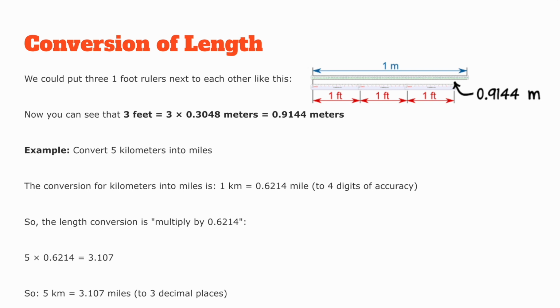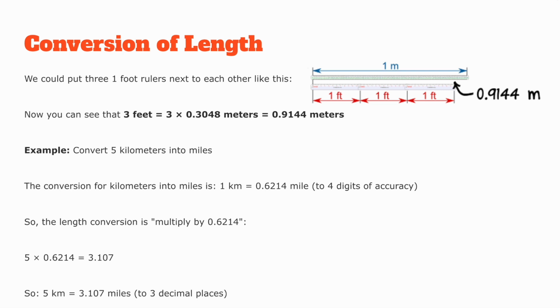So to convert feet to meters, we need to multiply by 0.3048. For example, we could put 3 one-foot rulers next to each other like this. Now you can see that 3 feet equals 3 times 0.3048 meters, which is 0.9144 meters. So we can conclude that 3 feet equals 3 times 0.3048 meters, which is 0.9144 meters. Let's look at another example.